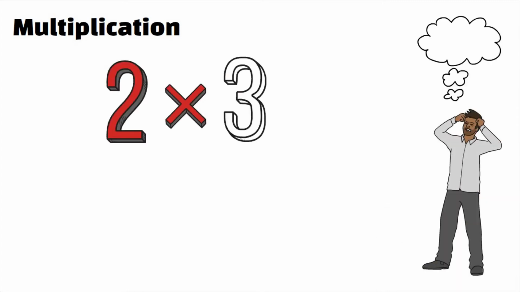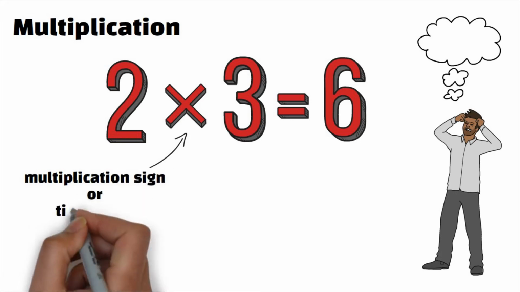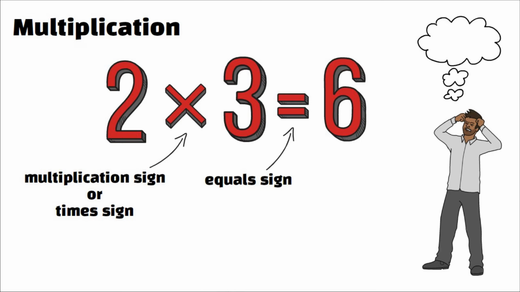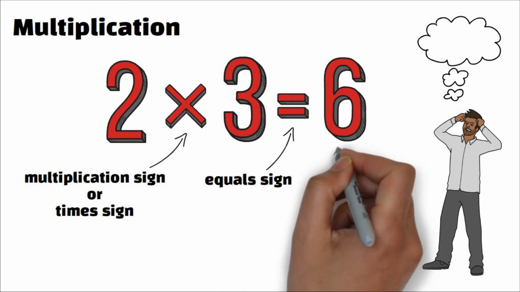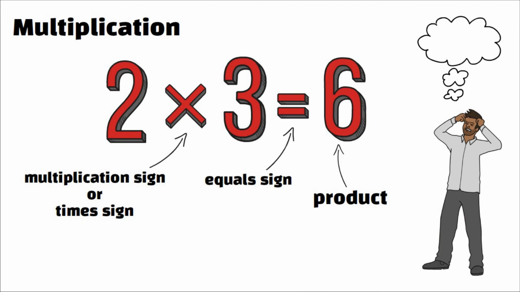Okay, let's now move on to multiplication. The symbols used here are the multiplication sign or the times sign, and again the equal sign. The result of a multiplication equation is called a product.